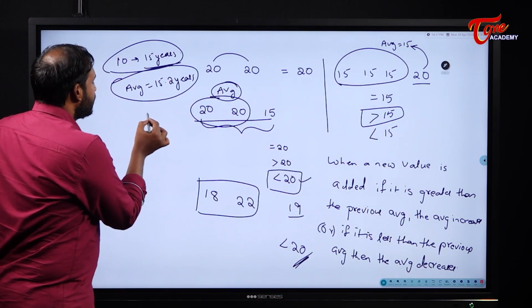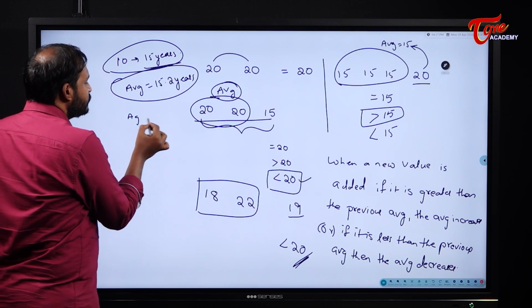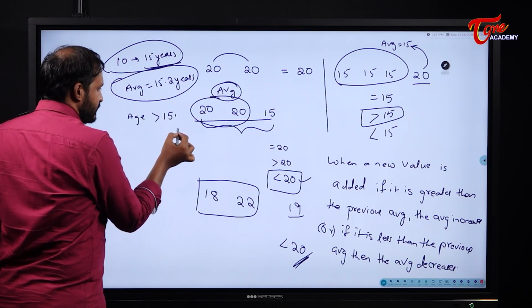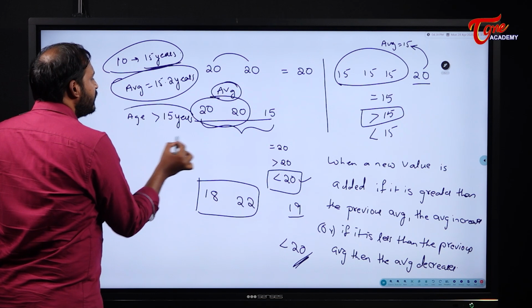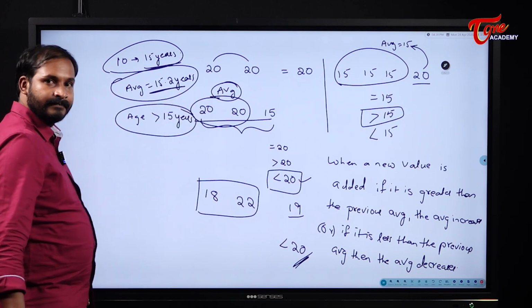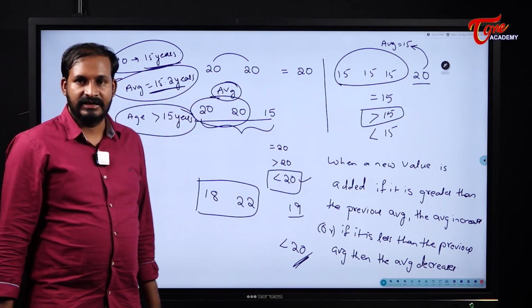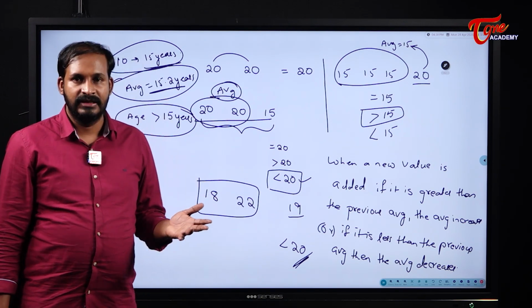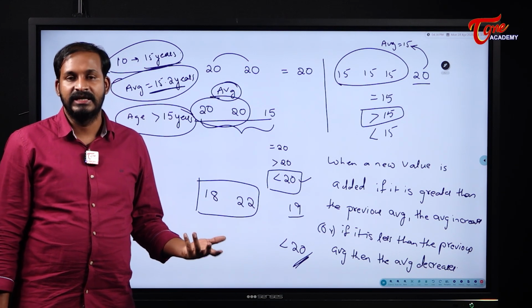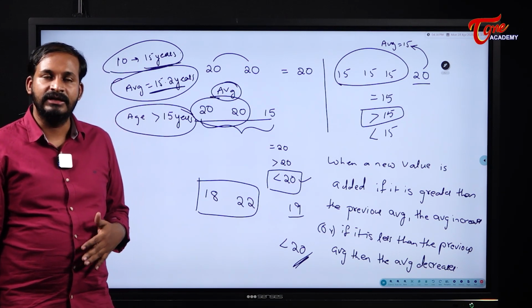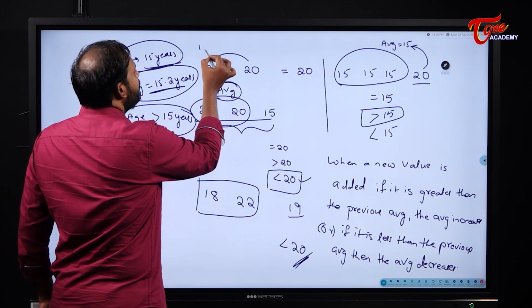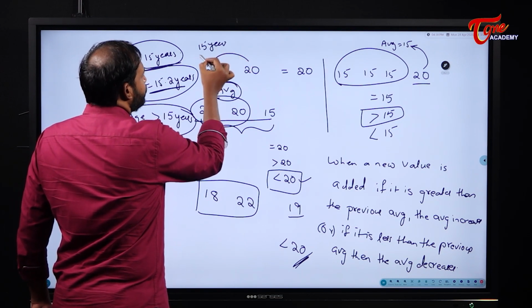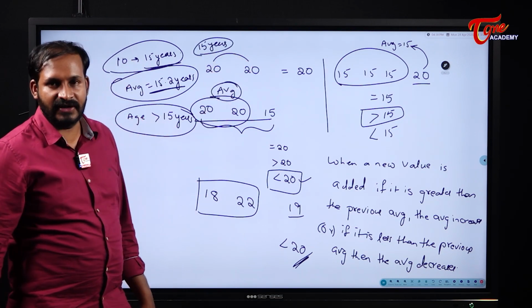Definitely the age of the new student will be greater than 15 years. Because of that only the average increased here. For example, even after adding the new student, the average remains the same. That means the average is the same 15 years. Then what is the age of the new student? Definitely the age of the new student will be 15 years only. Why? Because there is no change in the average.